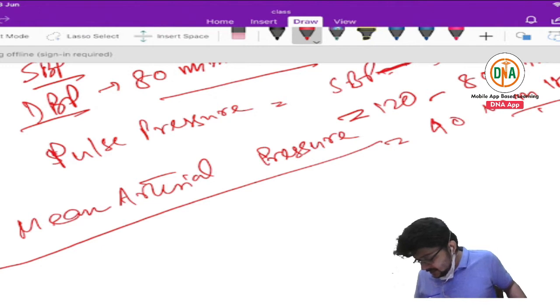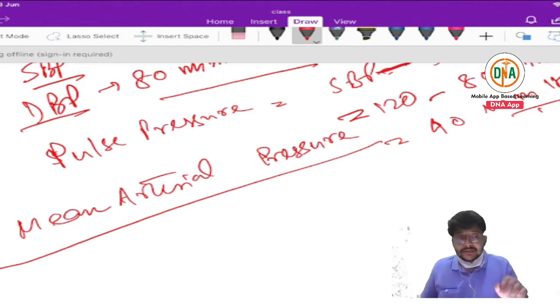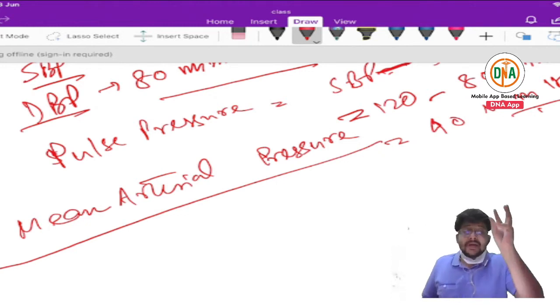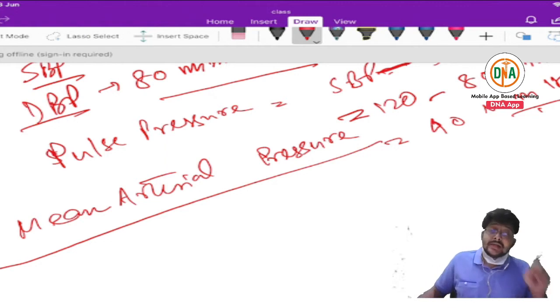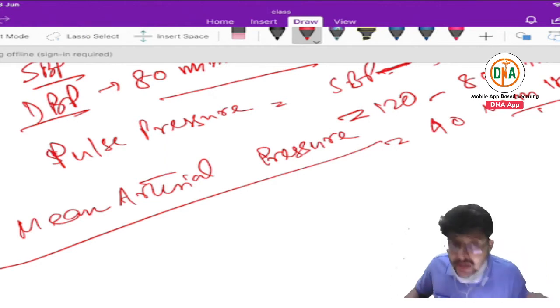Dr. Yogita asked me why turbulent flow is not heard by stethoscope. No, turbulent flow is heard by stethoscope because of the turbulence. If there is turbulence, there will be extra sound generated. There will be noise. That is heard by stethoscope. Remember, Korotkoff sounds are actually turbulent sounds. That is heard by the stethoscope.